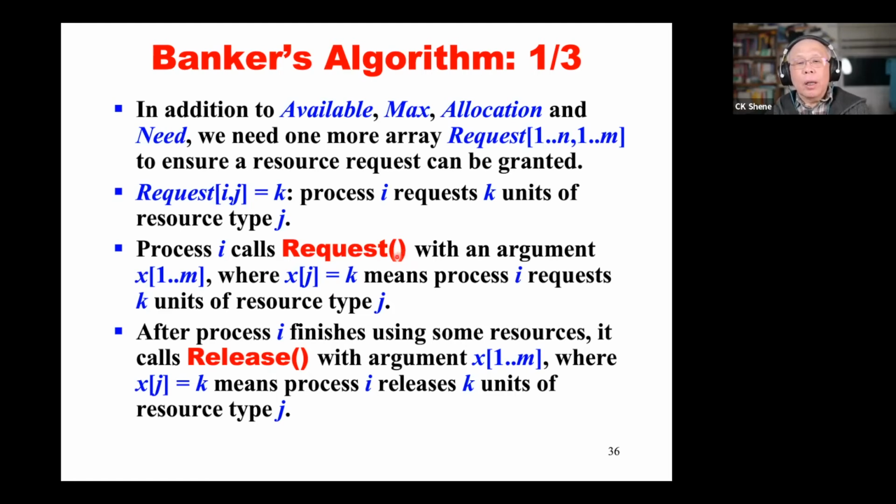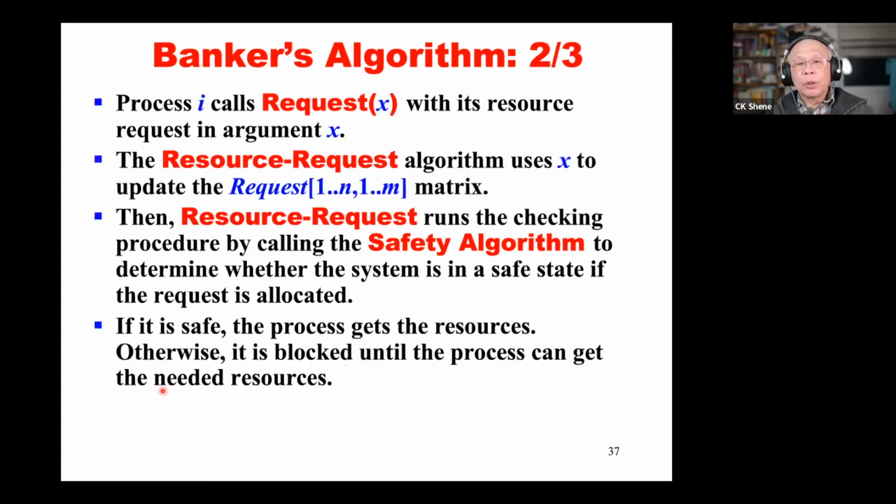So if process i gets a resource and then uses it, finally, when the process wants to release the resource, process i calls procedure release with a single argument x, where xj equals k means process i releases k units of resource type j. So that is easy. So the banker's algorithm goes as follows.